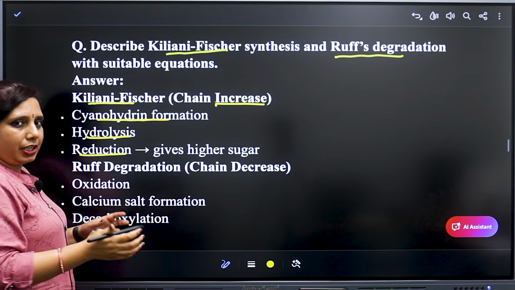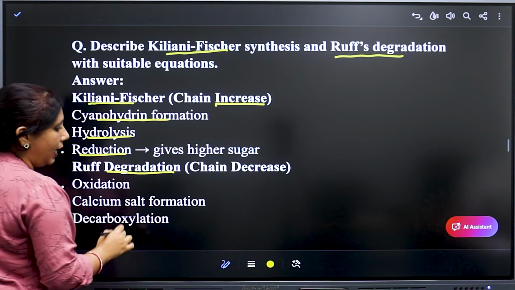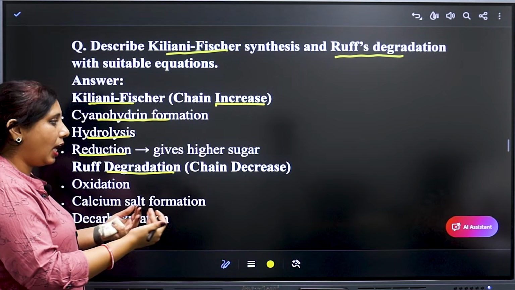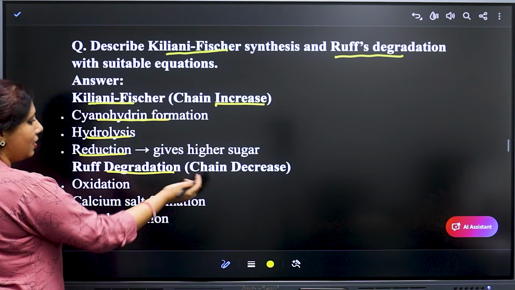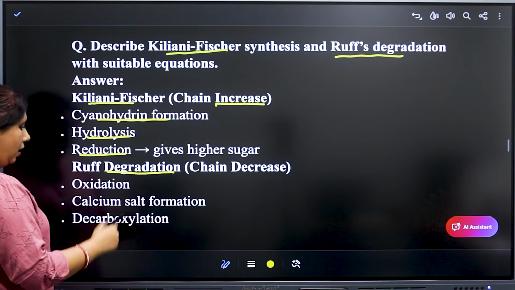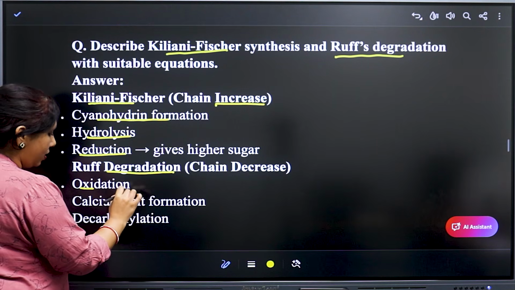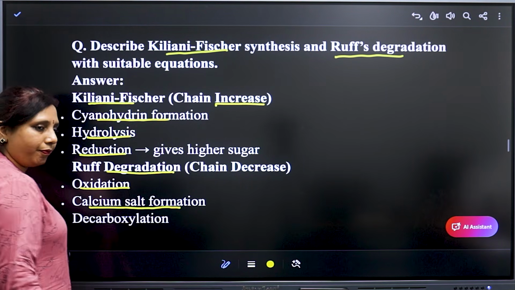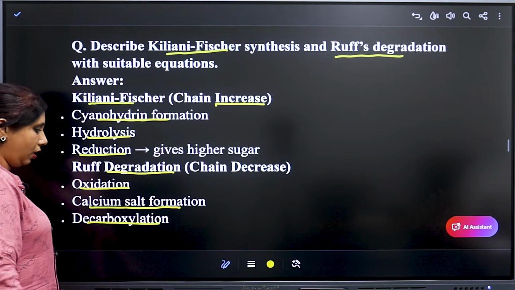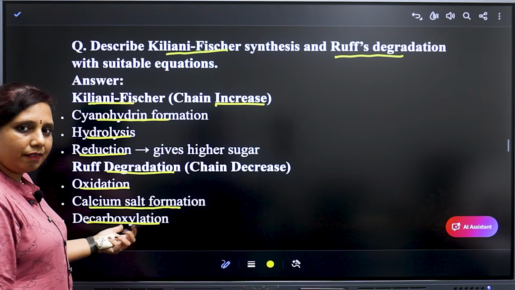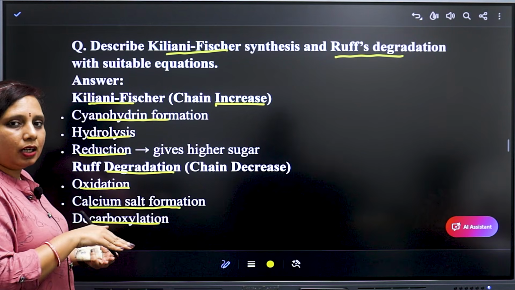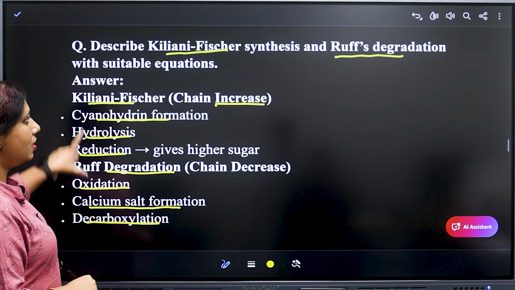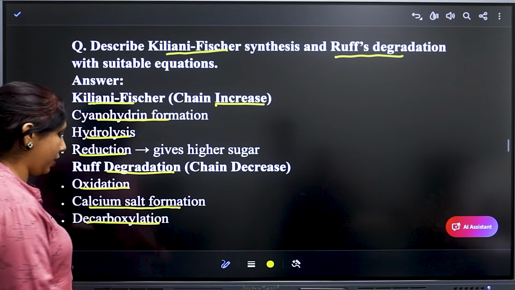Then Ruff's degradation. By the name itself, we have to understand that degradation is going on. That means the number of carbons in the chain is going to get decreased. So this is chain decreasing, this is increasing. The steps are: first oxidation of aldose, then calcium salt formation, then decarboxylation. These three steps will give a sugar with one carbon less than the starting material. This is about Kiliani-Fischer synthesis and Ruff's degradation.